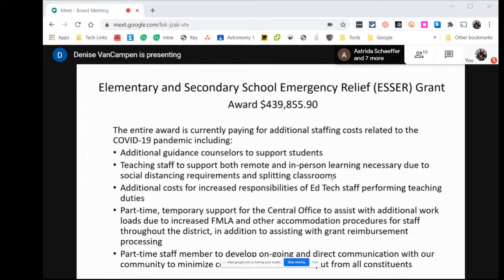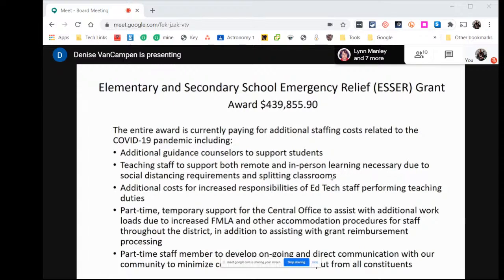We have additional costs for increased responsibilities. Some of our ed tech staff are doing some teaching roles. So we budgeted for their regular salary, but any of the additional we're paying them as teachers can be put to this grant, so they're basically being split between the two funding sources.